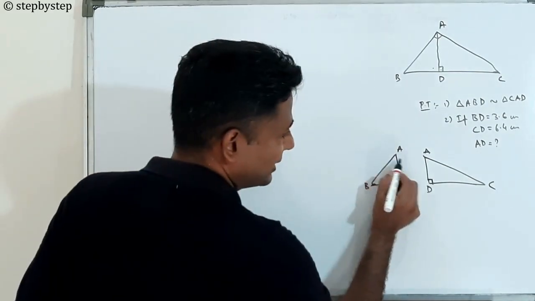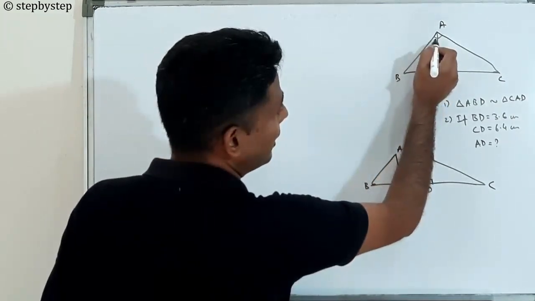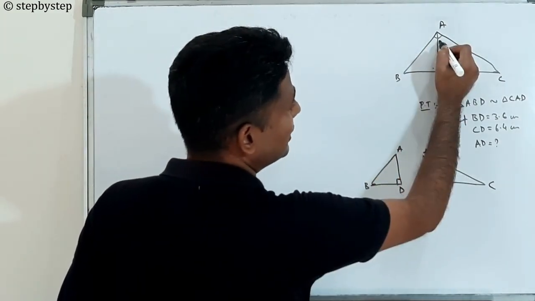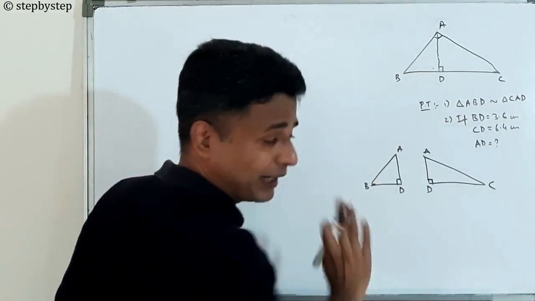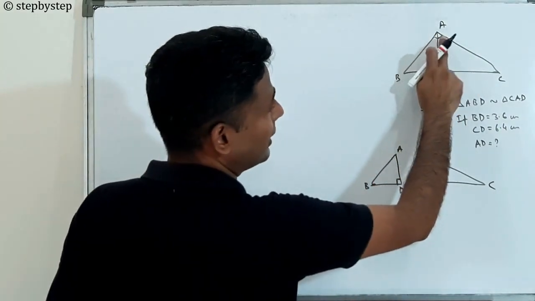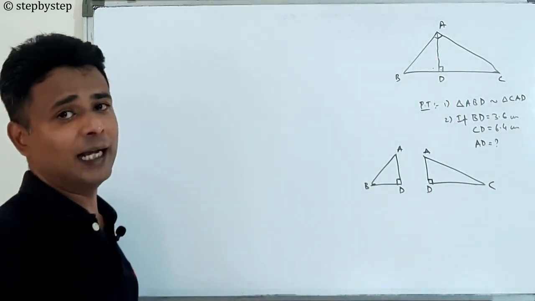Because if you remember, this angle A and this angle A is not common. This angle is this part and this angle is this part. And the whole angle is 90 degree, and they have not said that this is bisecting. So they have not said this angle is equal to this angle. Remember that. So there is no way you can prove.